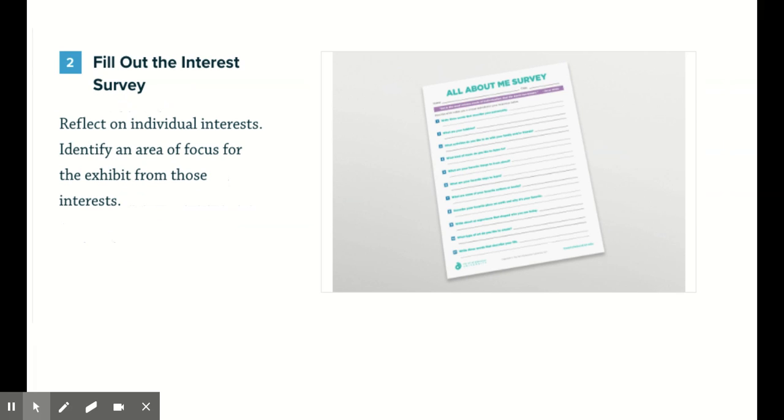Then you're going to fill out your interest survey and reflect on your individual interests and identify an area of focus for the exhibit from those interests. So it's going to be a museum about your interests. So it's going to be sort of a portrait of you by your interests.